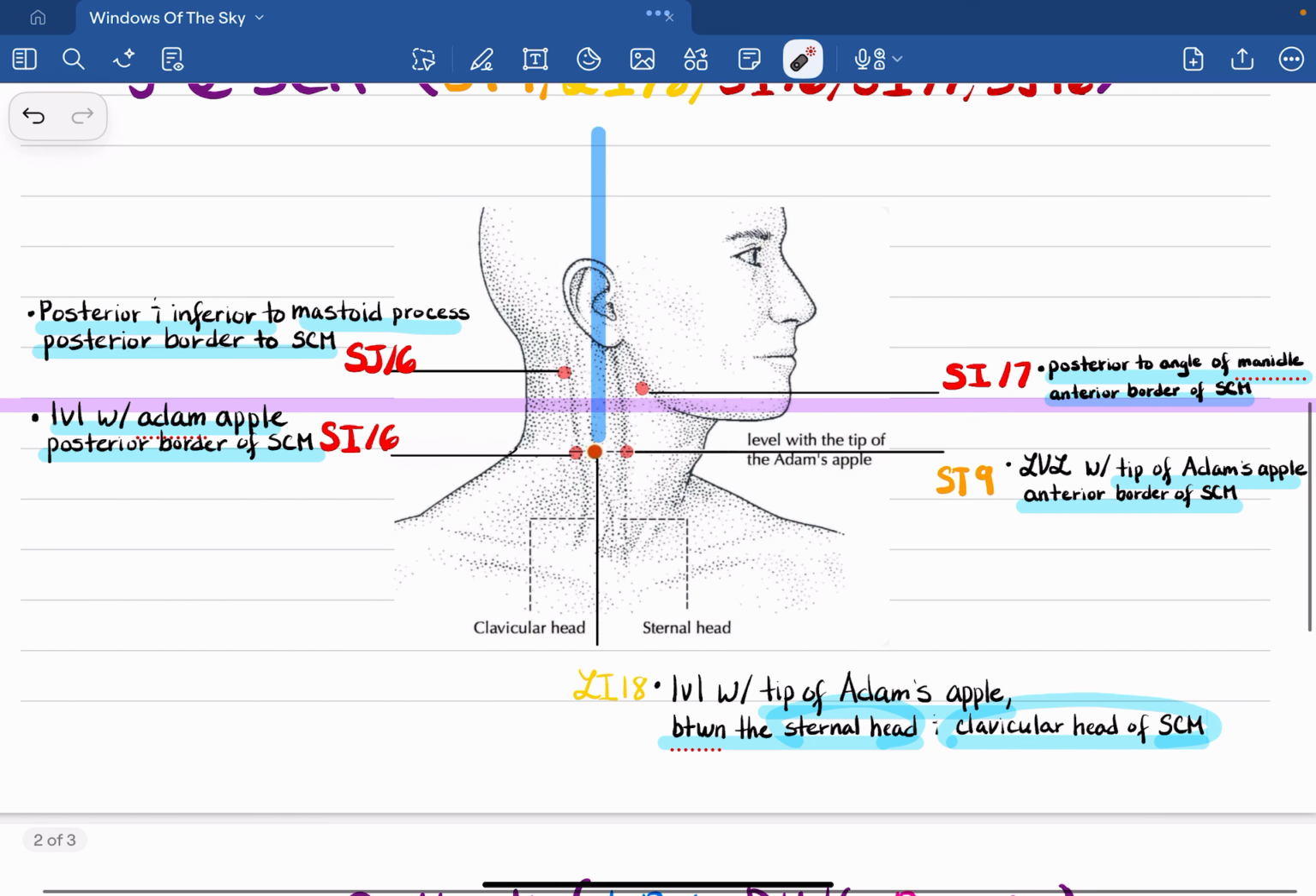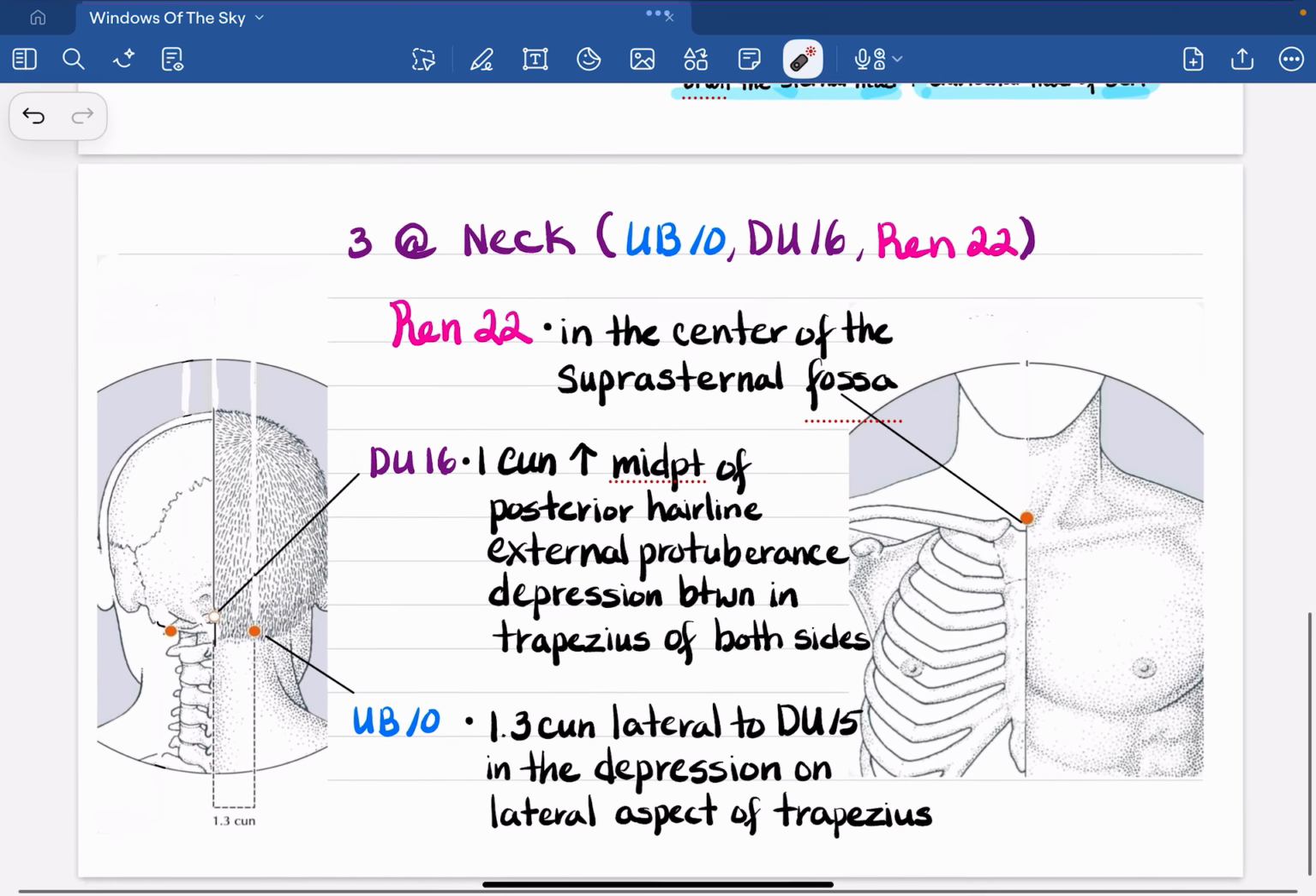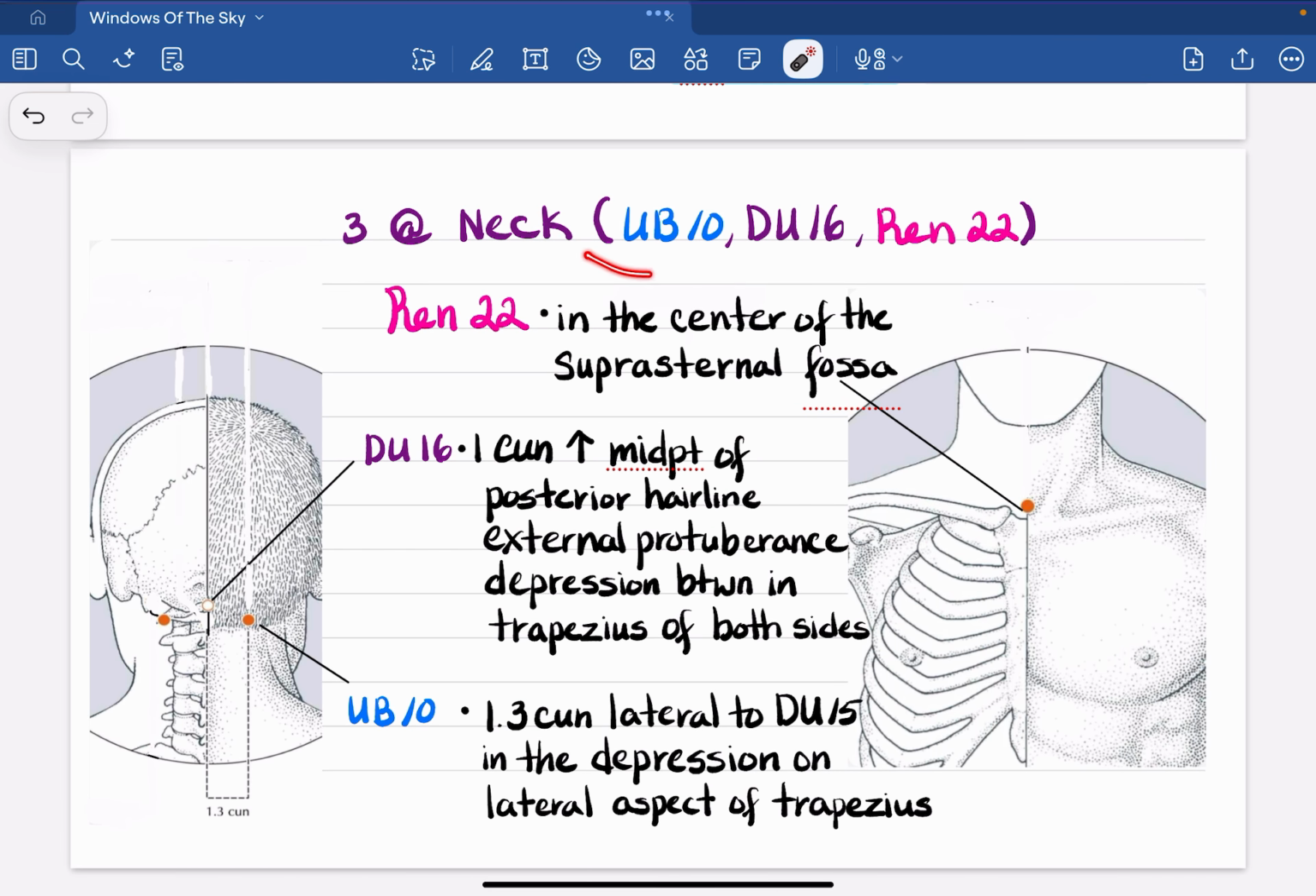Okay, so that's for the 5 at SCM. And then there's 3 at the neck. So we have UB10, which is right at the base of the skull. And then we have DU16 as well, which is the midpoint, midline. And then we have REN22, which is also the midline, but it's the midline of the cervical area right here. This is the one that we needle down, right down to in between the suprasternal fossa. So we tuck it right underneath the sternum.